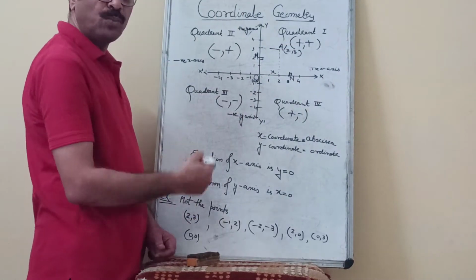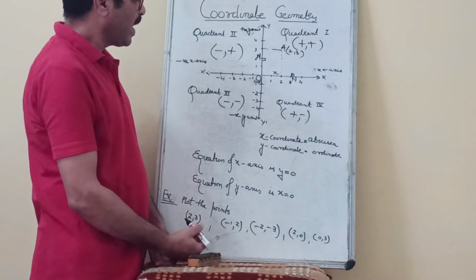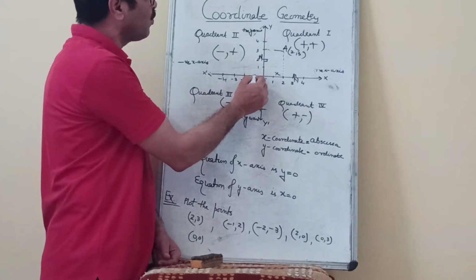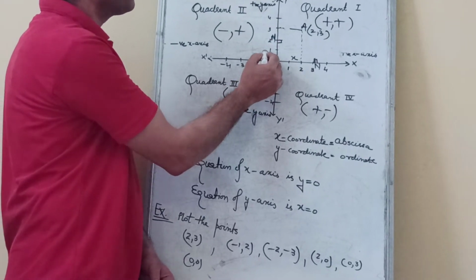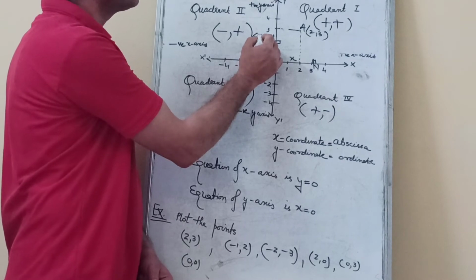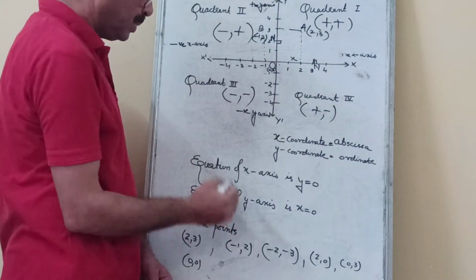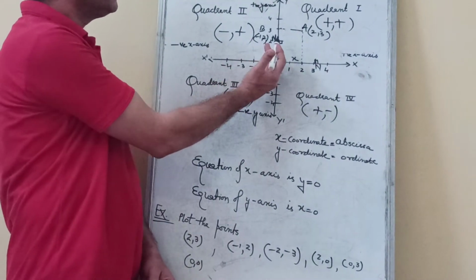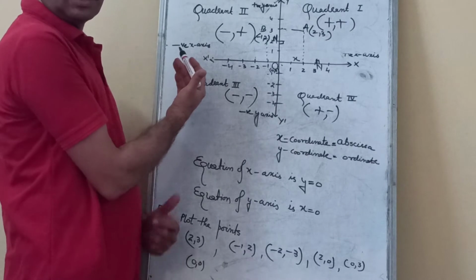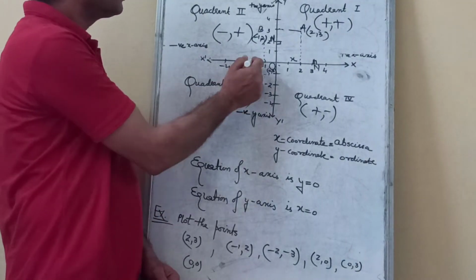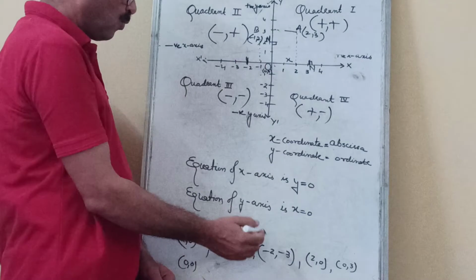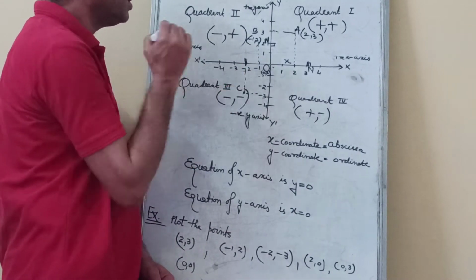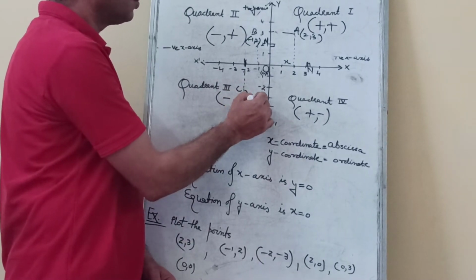Now I will take one more point, that is (-1, 2). So x is equal to -1 and y is positive 2. So I will take this point (-1, 2). This is point B. Now I will take a point (-2, -3). Here -2 is to the left side of the y-axis, so x is equal to -2 and the value of y is -3. This is point C, whose coordinates are (-2, -3).